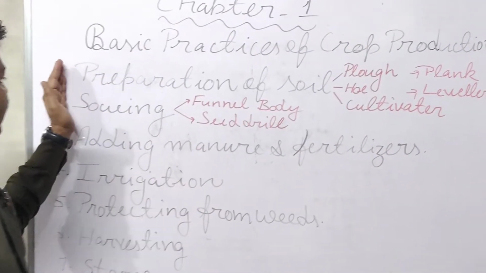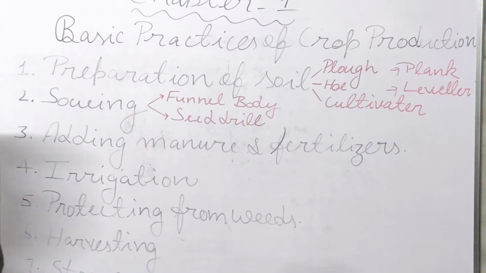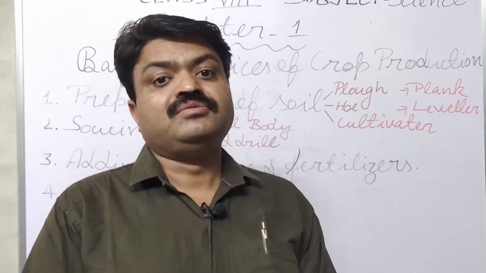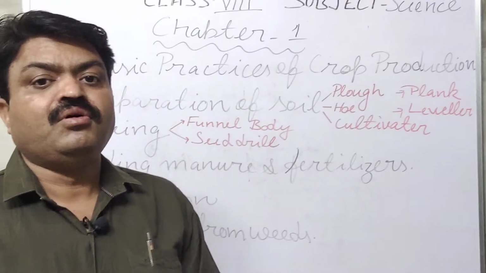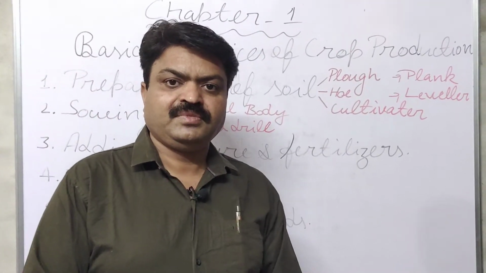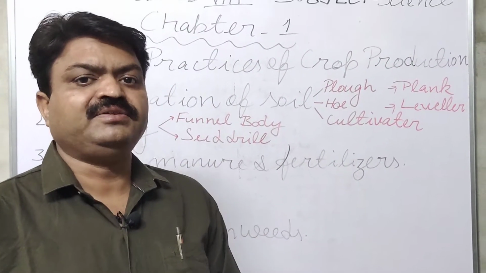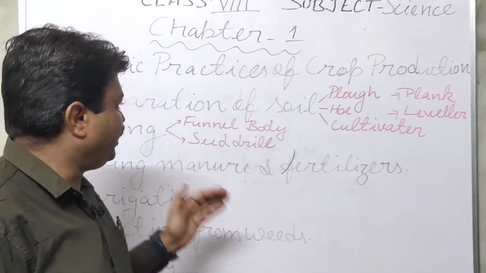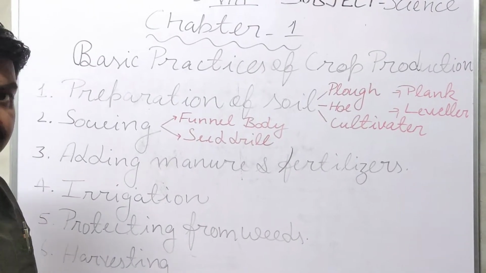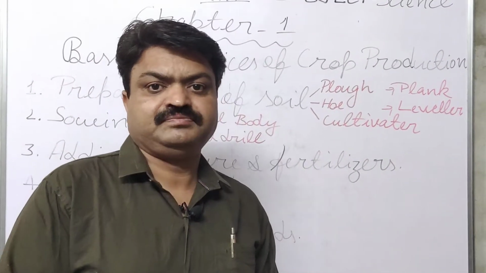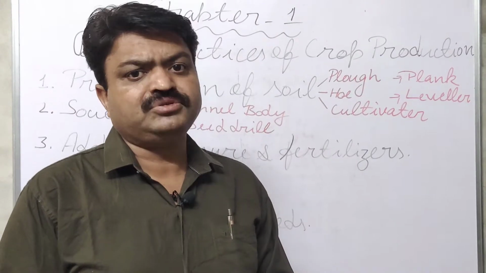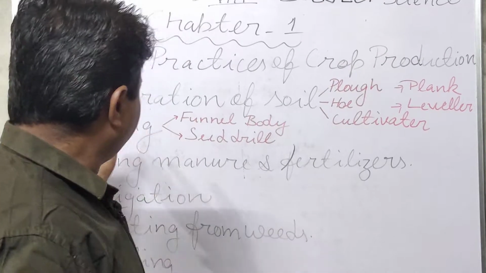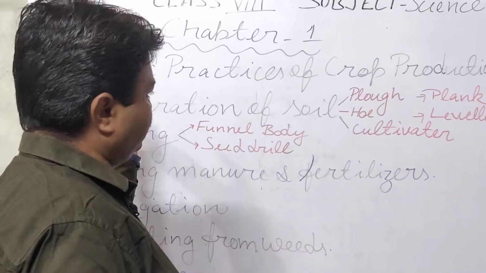The first activity that the farmers do is the preparation of soil. In this, student, farmers do the loosening or turning of the soil, and this process is known as plowing. With the help of this, the farmers can sow the seeds, and with the help of those seeds the crops can be produced. So what do the farmers do in the preparation of the soil?